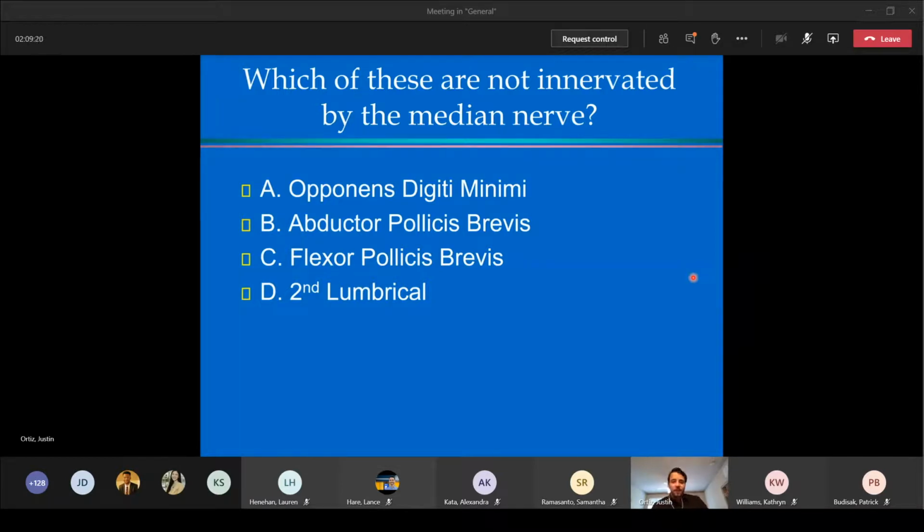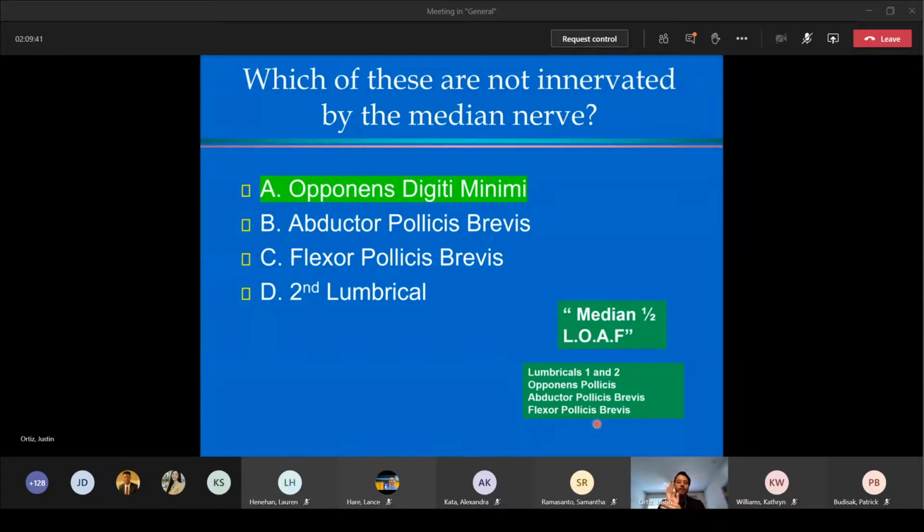All right. So it's going to be A. Because remember, you still have to remember median 1/2 loaf, and it's on the thumb side. So the OAF is going to be the thumb one: the opponens pollicis, abductor pollicis brevis, flexor pollicis brevis.